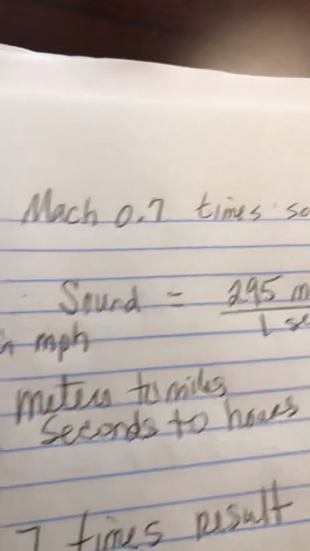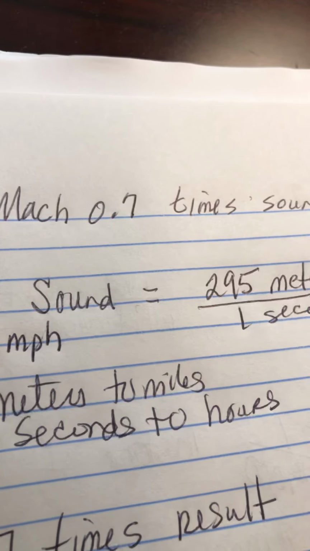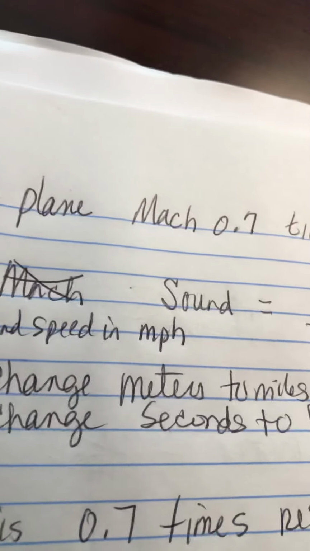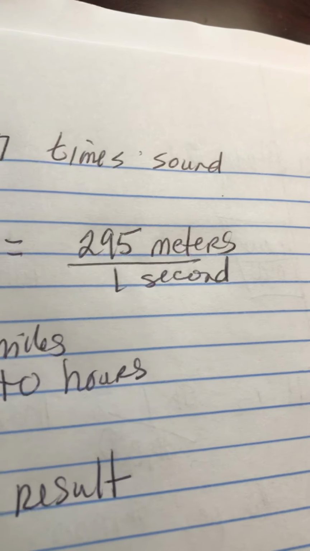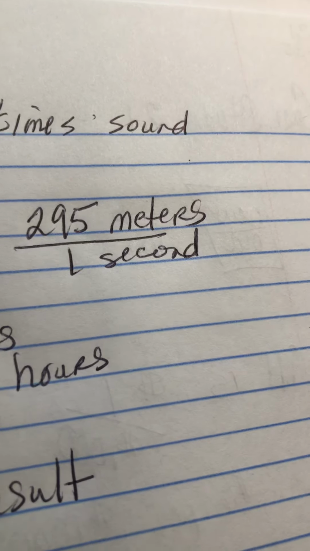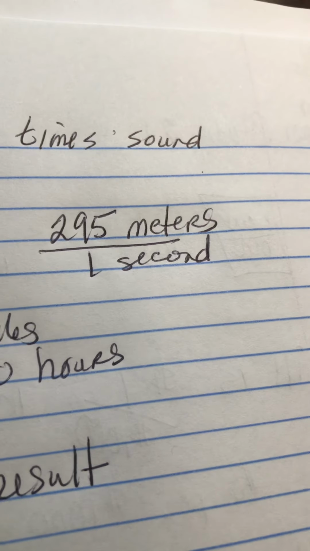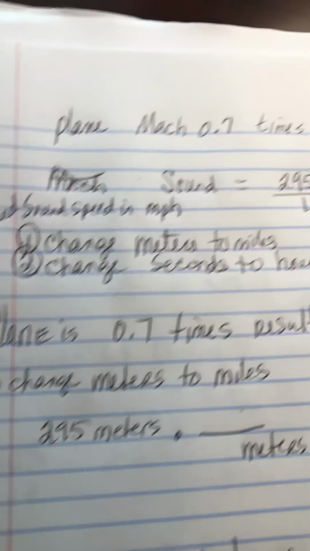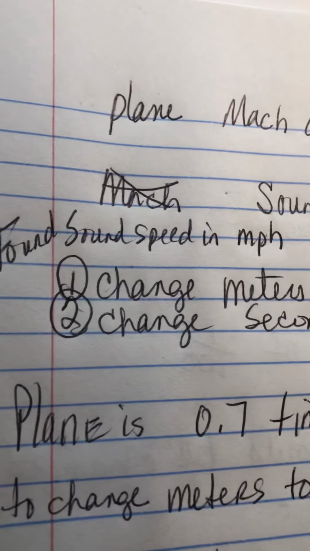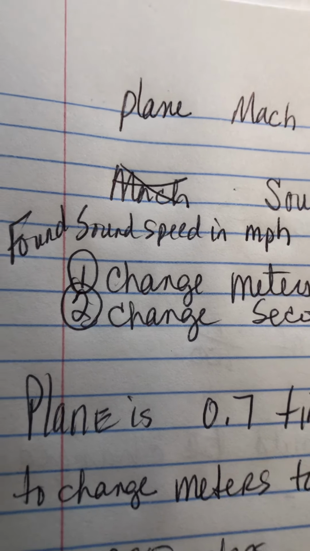So the problem you're working on was saying that this plane drives 0.7 Mach times the speed of sound. And so they said the speed of sound is actually 295 meters for every 1 second, not miles, but meters. So in order to find out what the speed of the plane is in miles per hour, first we have to change our Mach information.